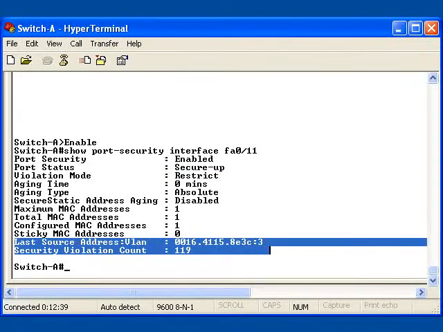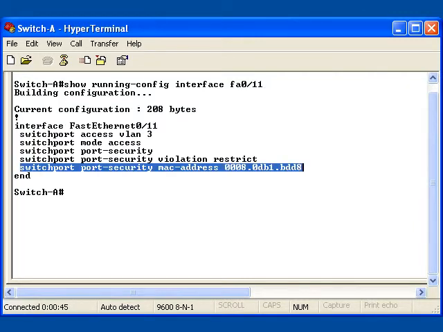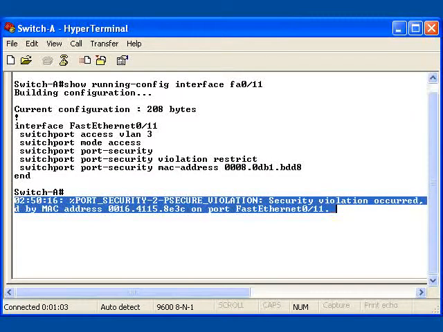0016-4115-8E3C. The port only allows frames from 0008, 0DB1, BDD8. Therefore, we need to reconfigure port security to allow PC1's MAC address. Next, the show running-config interface FA0/11 command shows a log message for each violation that has occurred during the restrict mode. After we have resolved port security problems, it's time to look at VLAN and VLAN trunk problems.